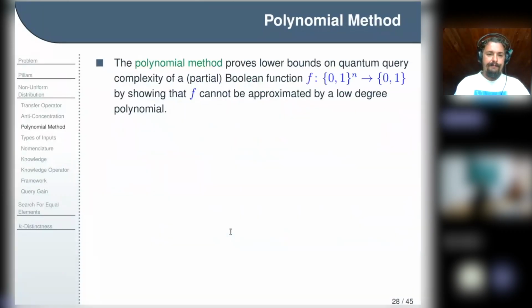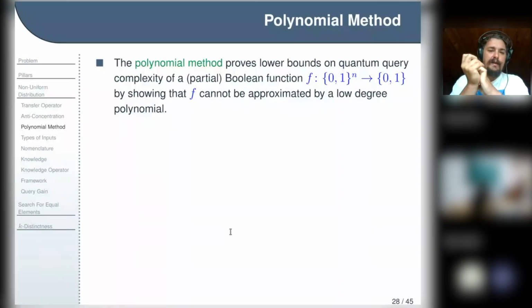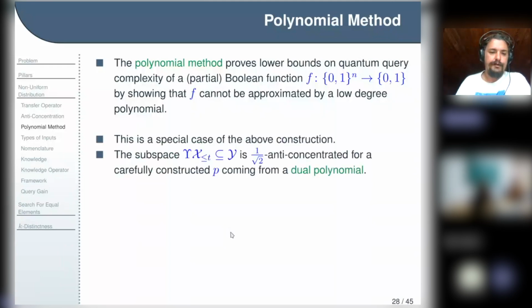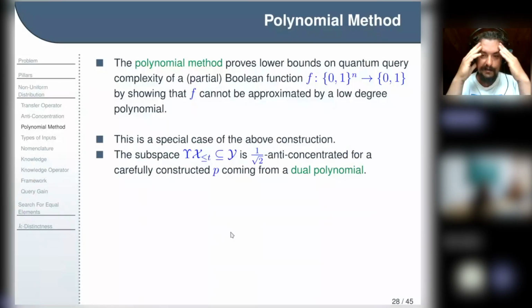Okay, and interestingly, this gives a way of stating the polynomial method, mostly in the form of the dual polynomial. The polynomial method proves lower bounds in quantum query complexity of a partial or total Boolean function f by showing that f cannot be approximated by a low degree polynomial. Again, I will not go into detail, but it turns out, as in the paper, that this is a special case of the construction from the previous slide.